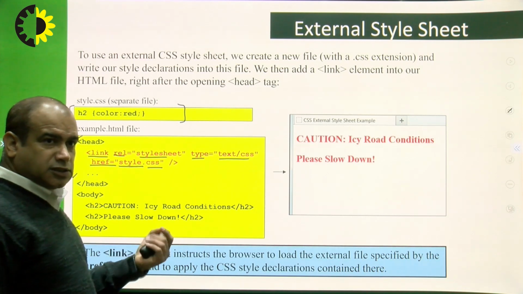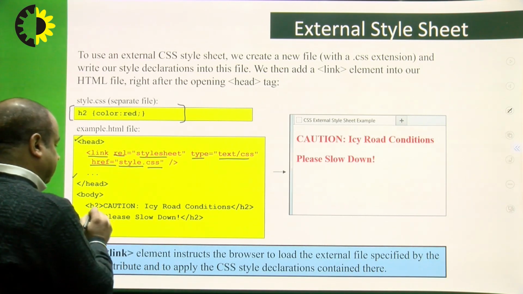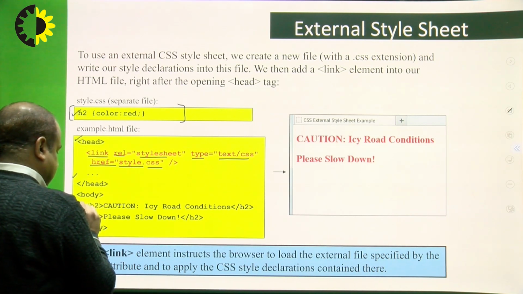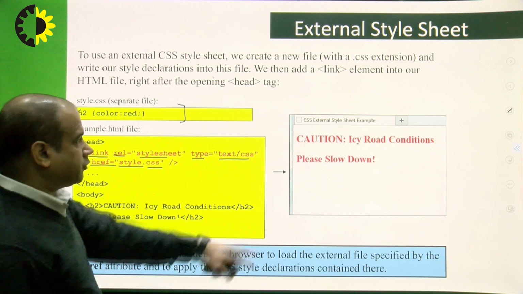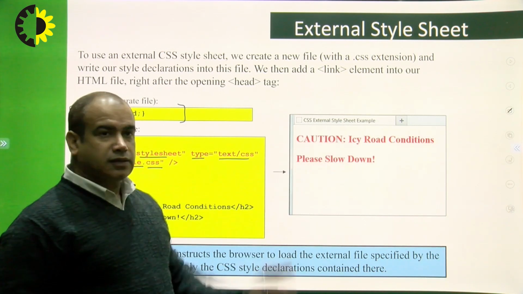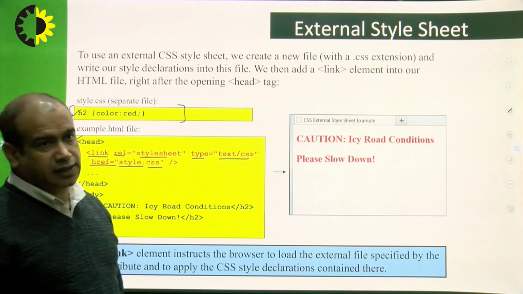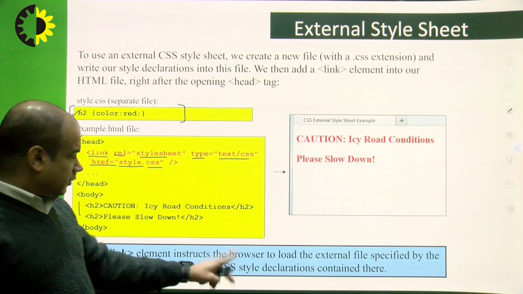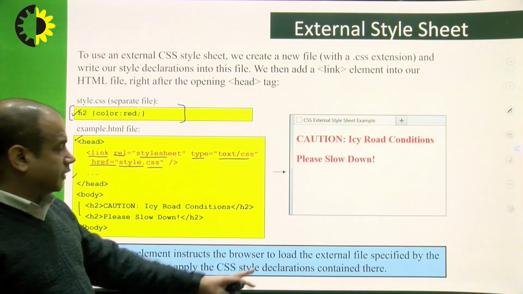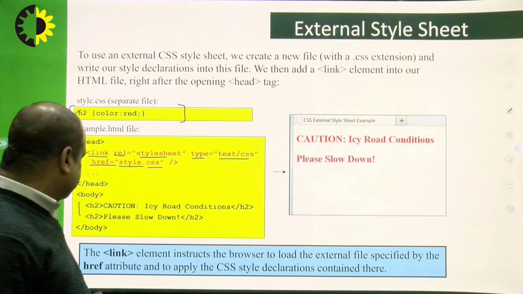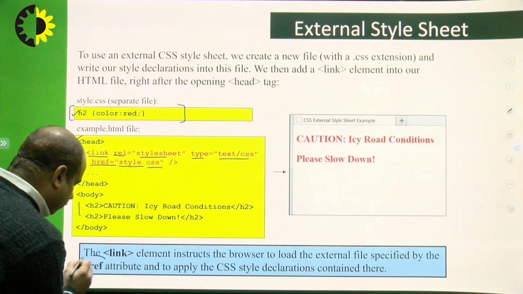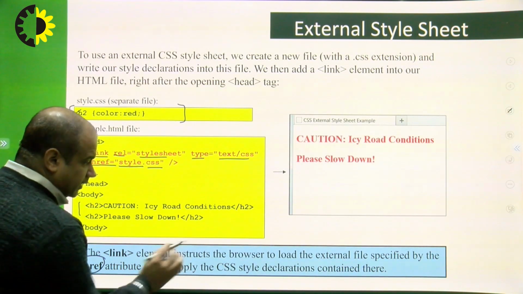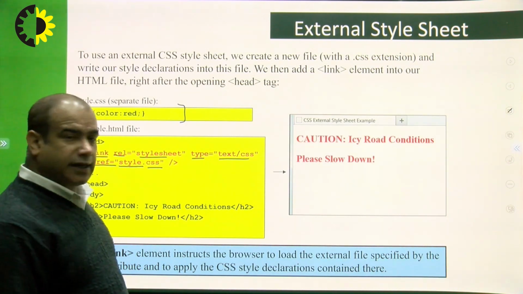Once this style sheet is called, you will see this style sheet applied on both H2s, and you will see the result. That particular style is applied on the HTML element. So the link element instructs the browser to load the external file specified by the href attribute, as I earlier mentioned here, and to apply the CSS style declarations contained here.